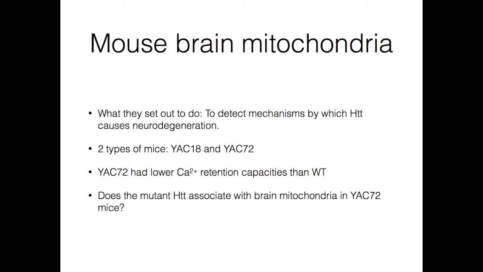called YAC72. They looked at the brain mitochondria of these two mice groups, and what they saw was that the mutant, YAC72, had lower calcium retention capacities. What does this mean for the mitochondria? Since the YAC72 mice had lower calcium retention capacities, the aggregated Huntington protein could associate with the mitochondrial membranes.